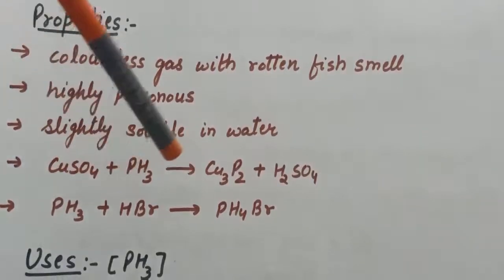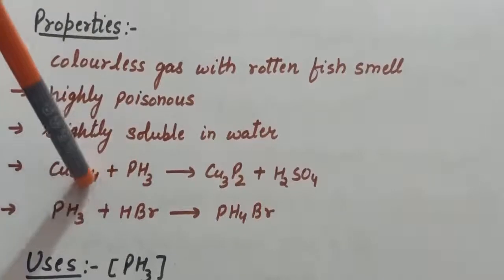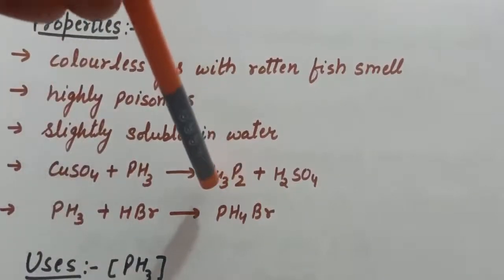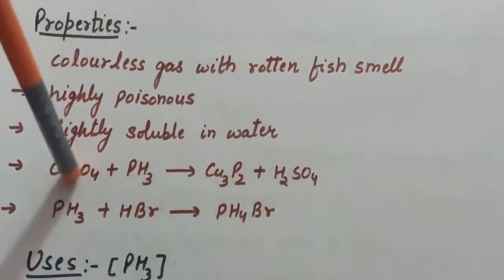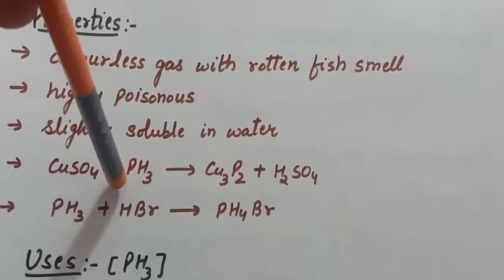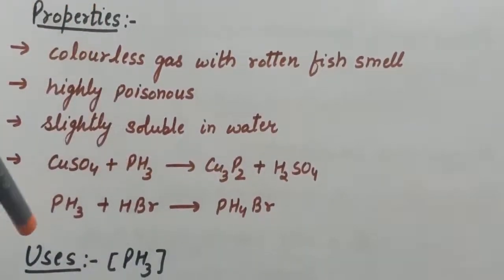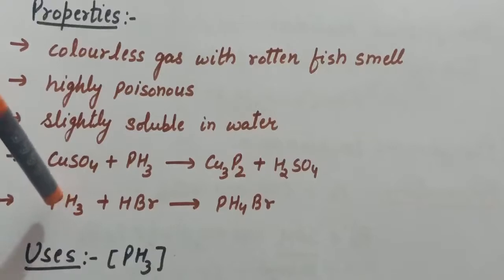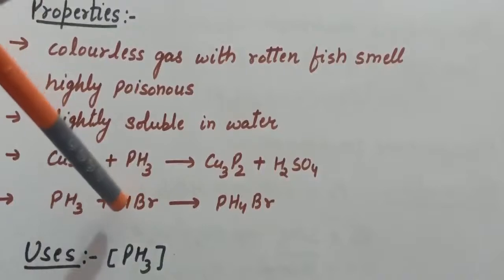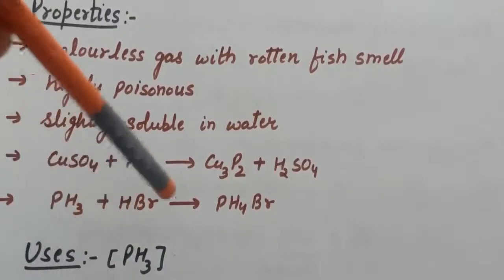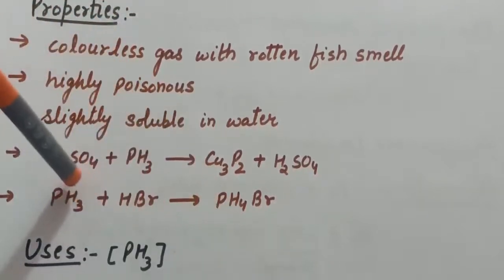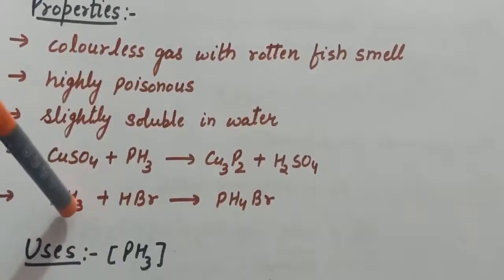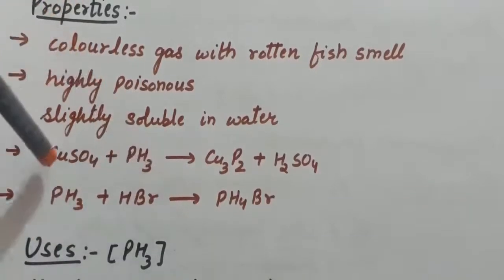For example, if we treat this phosphine with copper sulfate, what will happen? The phosphide of copper will form, and here we are getting H2SO4. Similarly, we can do the reaction with mercuric chloride solution. And phosphine is weakly basic like ammonia, and therefore it reacts with acid. So here we have phosphine and here we have HBr, which is an acid, so it will react, and the product is PH4Br. So being weakly basic, phosphine reacts with acid. These are the properties of phosphine.